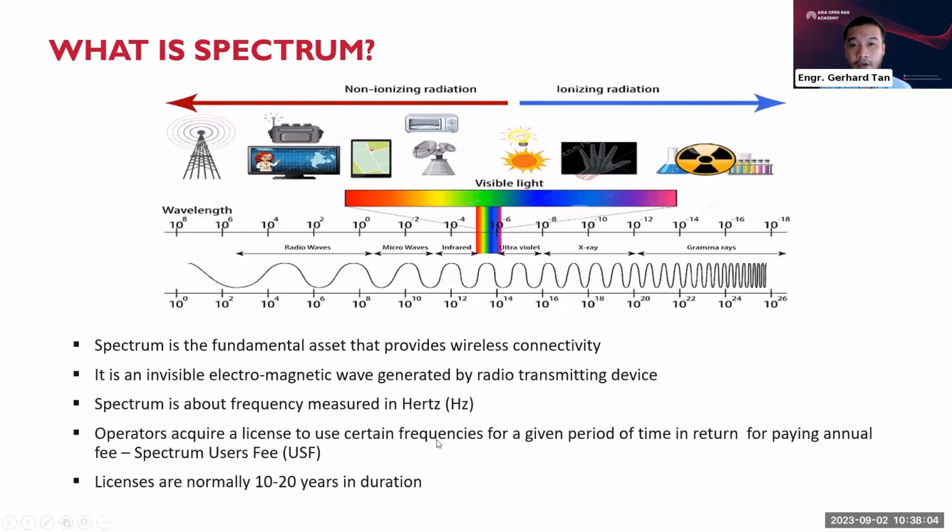Now, take note that in the context of regulation, this is the one where the mobile network operators acquire the spectrum license and we need to pay a specific spectrum user fee for us to operate this license, or to be given the license to operate. And of course, this is what we pay to the government through the National Telecommunications Commission. So licenses are normally 10 to 20 years in duration for a mobile network operator to utilize. So we pay what we call the spectrum user fee.